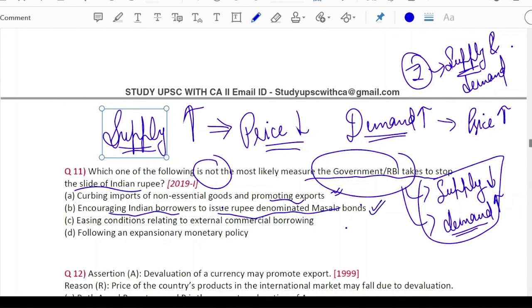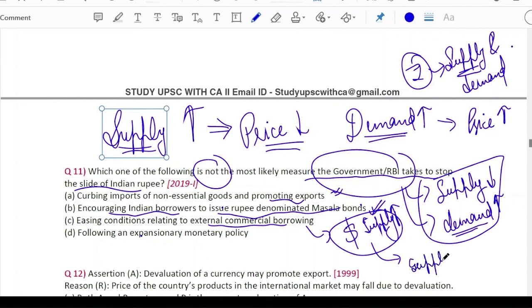Let's read third statement. Easing conditions relating to the ECB. If there is an ease in the conditions of ECB, what would it result into? It will increase the supply of dollar. If dollar supply is increased, it means supply of rupees decreased as compared to dollar. So, it will also help in stopping the slide of Indian rupee.